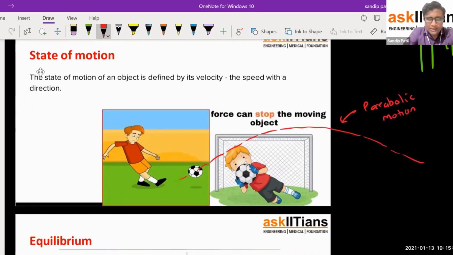right? You must have seen this in football, or in cricket, when the batsman hits a six. It goes very high, and then it goes into the stadium, right? So it is also parabolic motion.